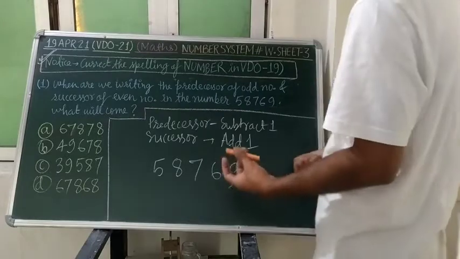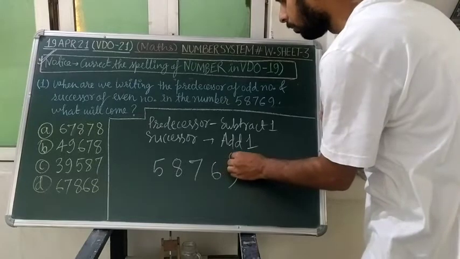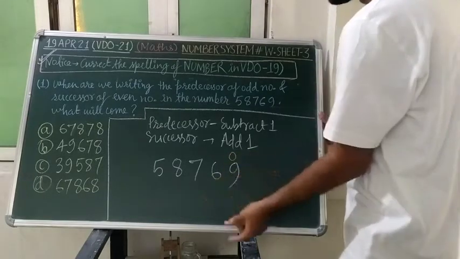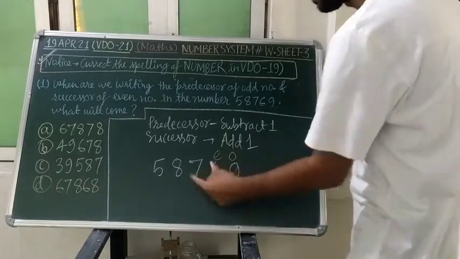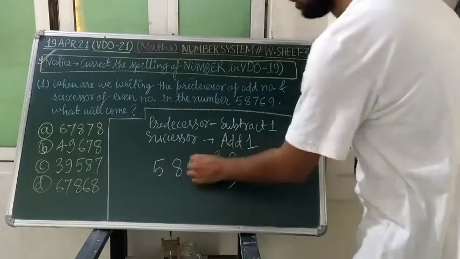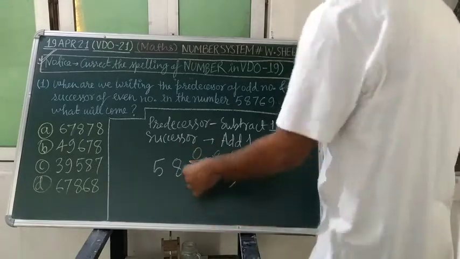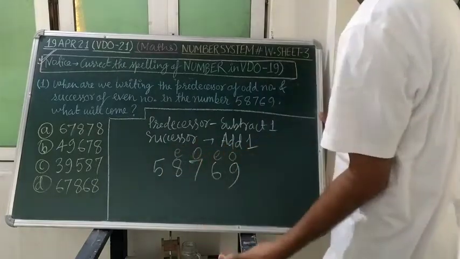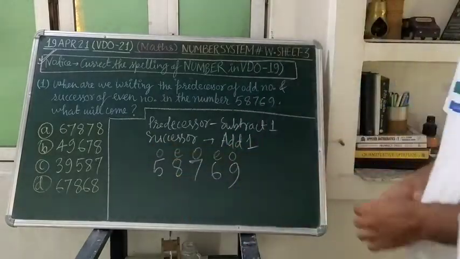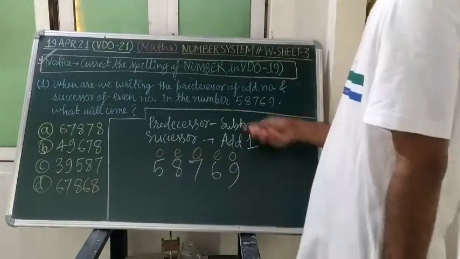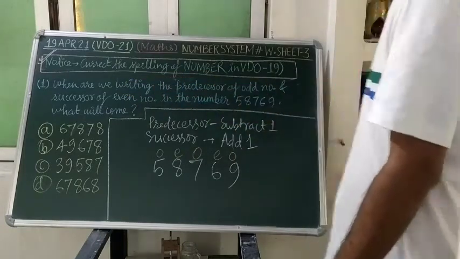So select the 9. Is 9 divisible by 2? No, it is not going by 2, so it will be our odd number. 6 is going by 2, so it will be an even number. 7 is not going by 2, so it will be an odd number. 8 is going by 2, so it will be an even number. 5 is not going by 2, so it will be an odd number. Getting it?